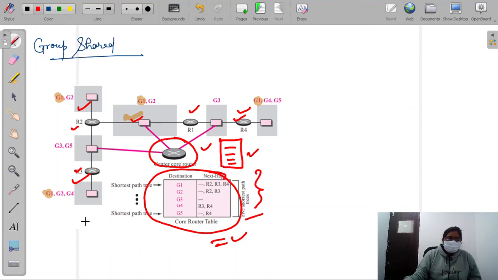So that was all about multicast routing of the information which has been collected through IGMP.